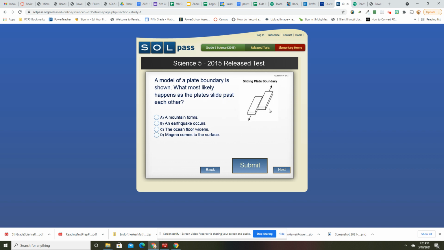What kind of plate boundary occurs when this happens, a sliding plate boundary? That would be when earthquakes occur.